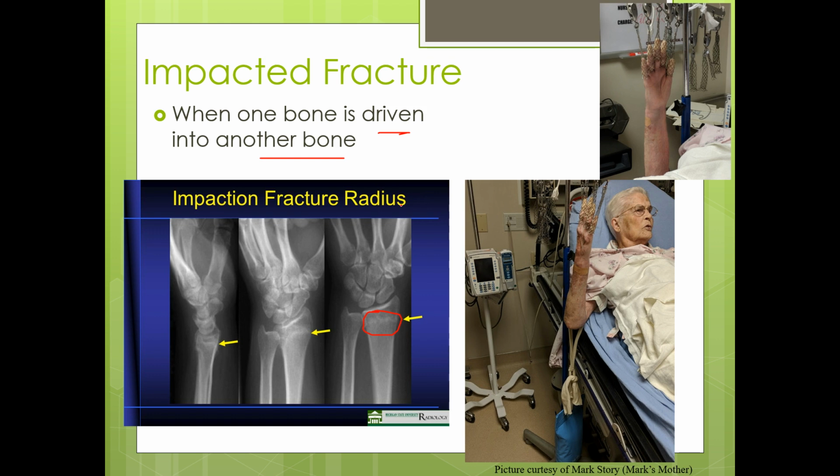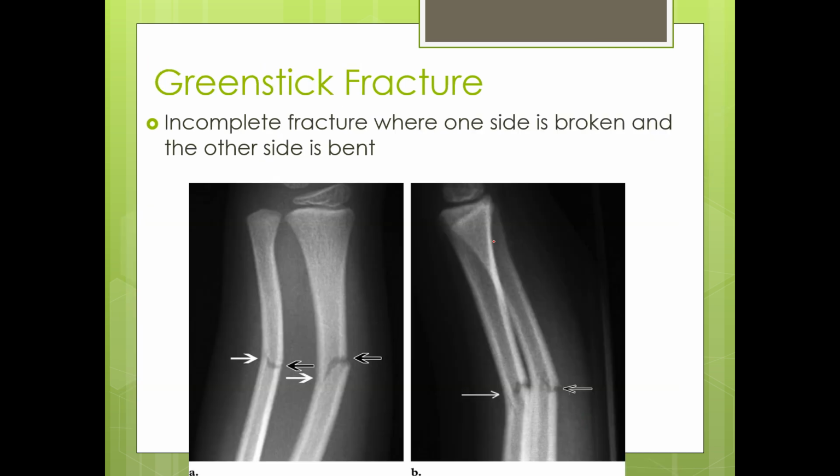This is an impacted fracture of the radius. This is one of our professor's mothers, and she had fallen and resulted in an impacted fracture. You can see what they do here is they've got her fingers in these slings, and then they've got this sandbag down here. So they're literally just pulling the bone back apart to lengthen it back to where it was.